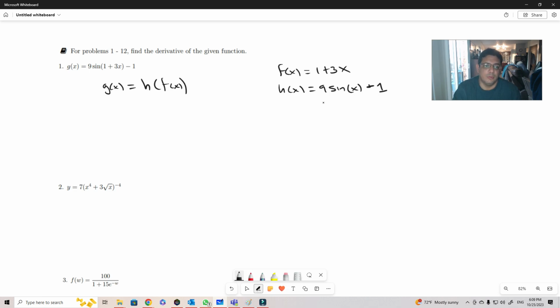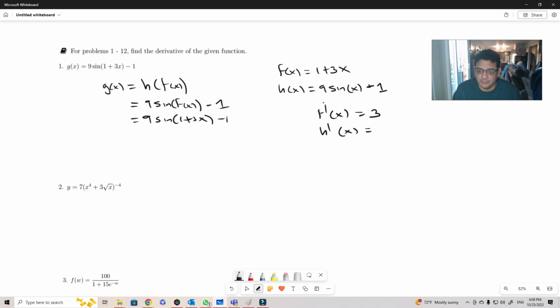Once you identify those functions, then you can verify that the combination, 9 sine of f of x minus 1, will be 9 sine of 1 plus 3x minus 1. So the advantage of working in this way is that you can do the derivative separately. For example, f prime of x is just 3, and h prime of x is going to be 9 cosine of x.